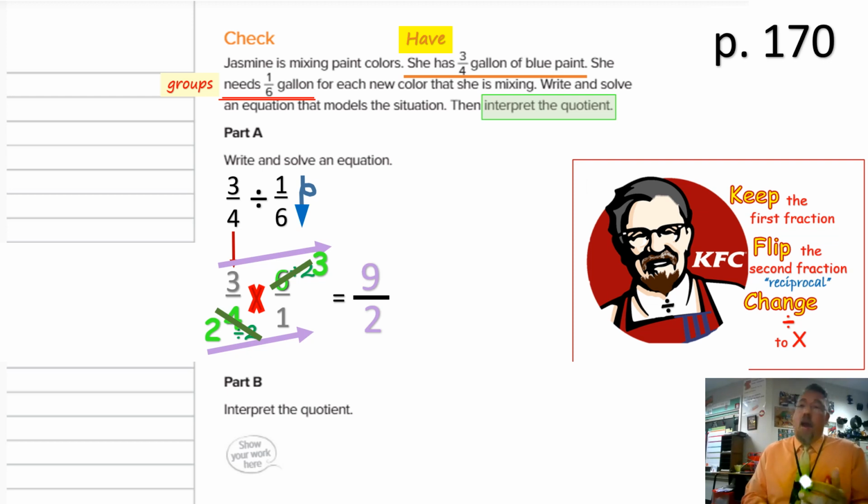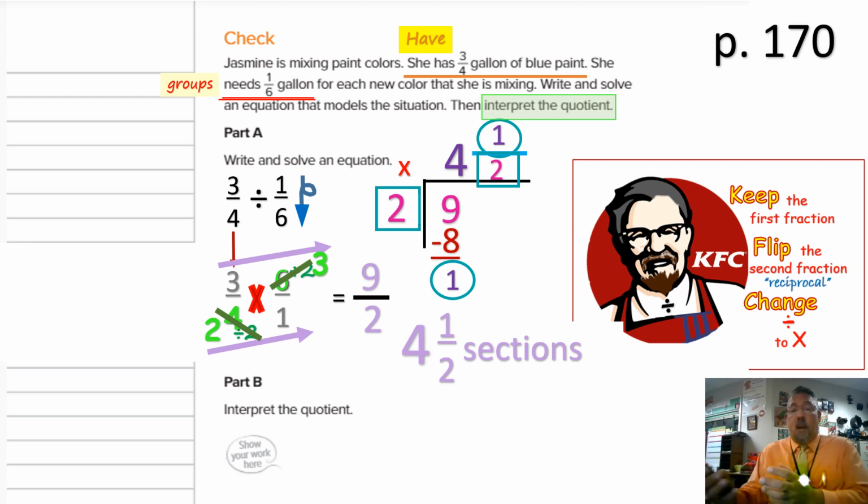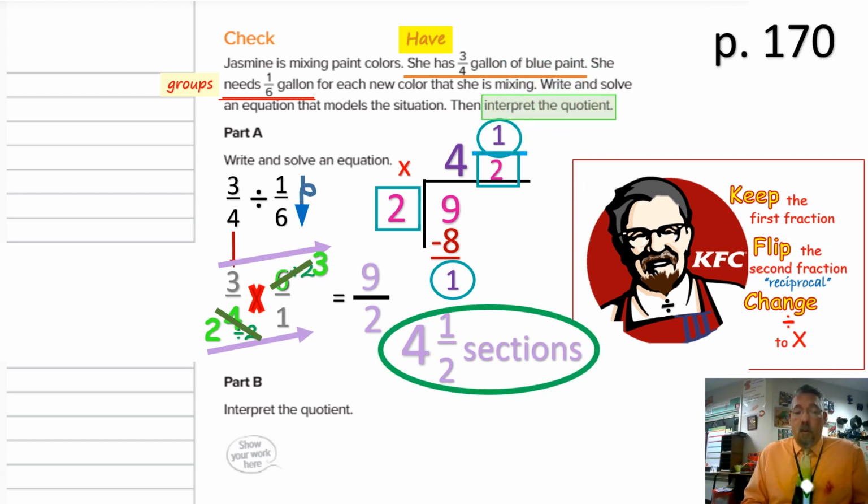It's top heavy, so I have to convert it. So I'm going to take my top number, I'm going to put it inside my division box, and then I'm going to divide by my denominator. So 9 divided by 2 gives me a total of 4, because 4 times 2 is 8. I know that I have a remainder of 1, so that's going to be my numerator. And then my divisor is 2, that's going to be my denominator. So I can make 4 1/2 sections of new paint. However, 1/2 is not going to be what I need in order to make a new color. So when it comes to what I truly can make, then I can only make 4 sections out of the blue paint in order to make the new colors.